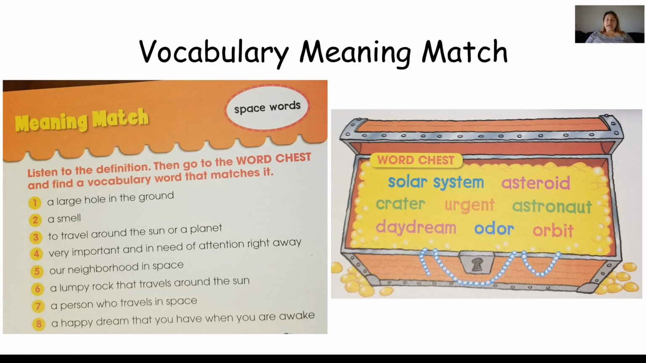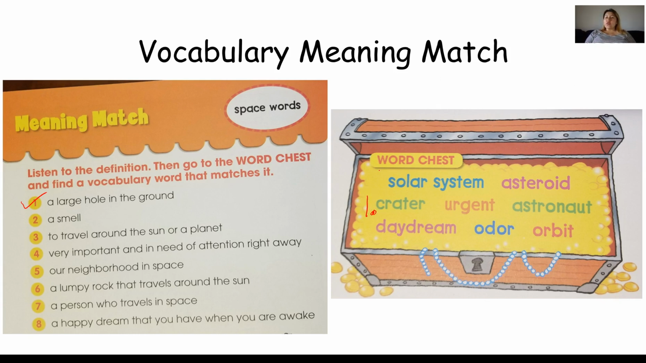So let's look at number 1. We'll get started with number 1 first. I will put a check and you can read along with me. It says a large hole in the ground. What is a large hole in the ground? Remember what Grace was sitting in? Yes, a crater. So we will put a number 1 there.